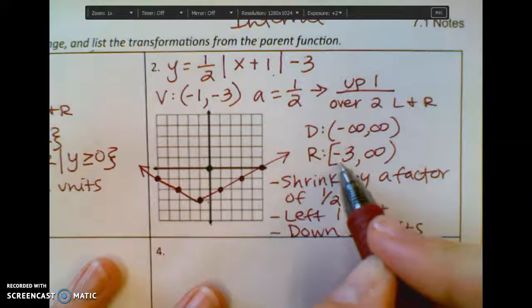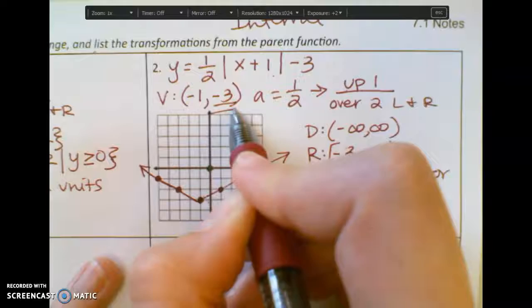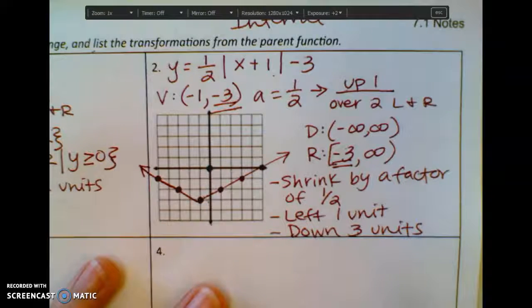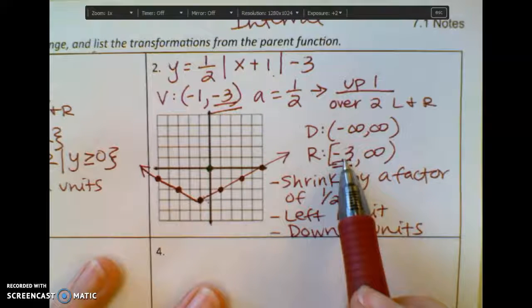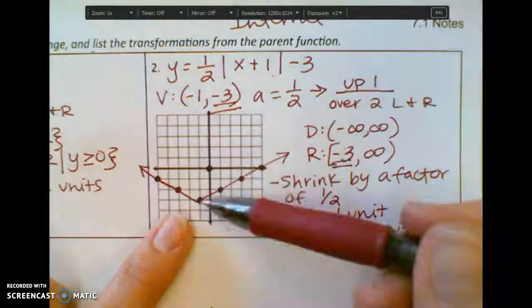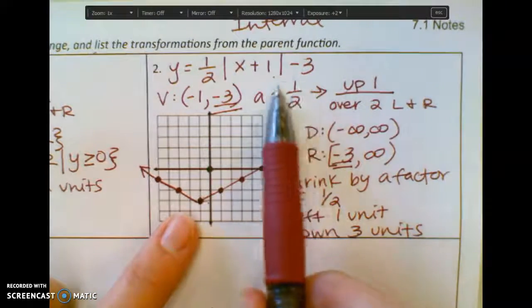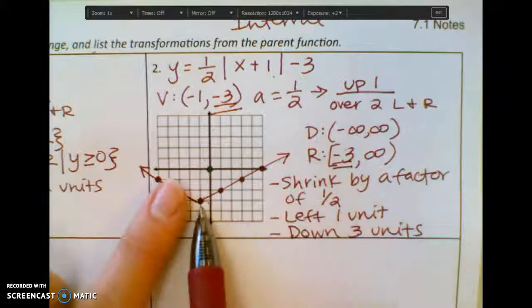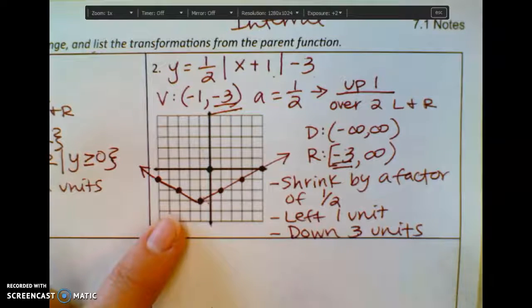One last thing I want to look at before we move on is that range. We always get our restriction, our max or our min value, from our vertex. It's the y value of our vertex. So if my vertex has a -3, that's going to be either my max or min. I know that in this case it's a minimum value. It's the lowest point because it's opening up. Because I have a positive a value, that means it's opening up, which means that this is a minimum value.